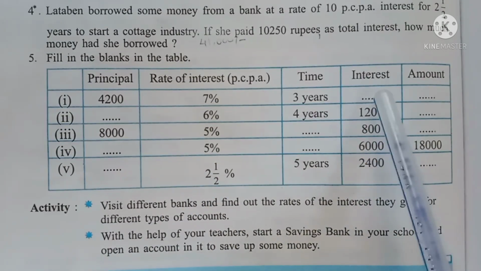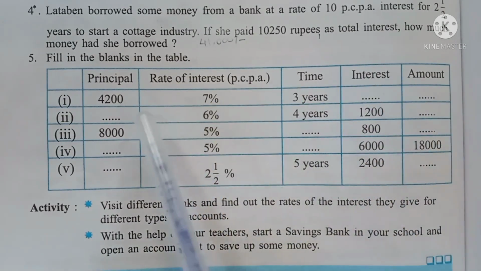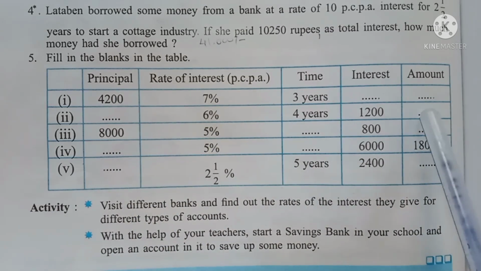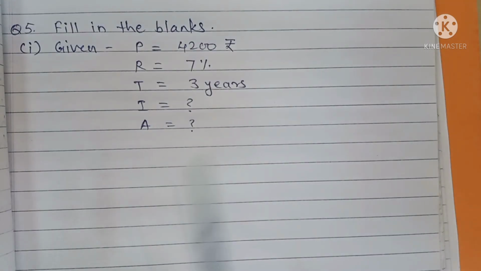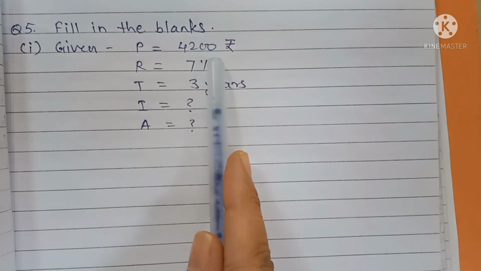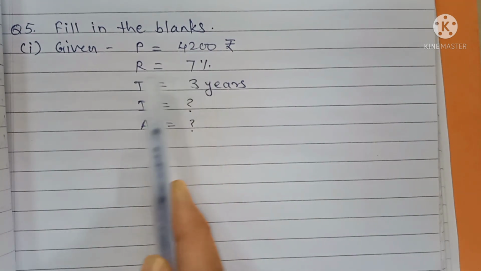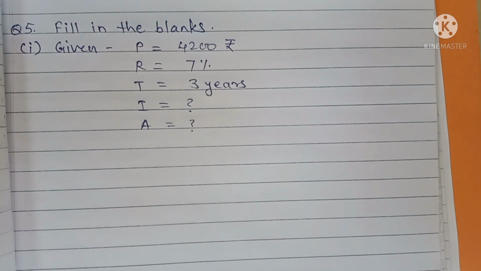Here in the first question you can find out the interest and amount. In the second question you can find out the principal and amount. So we can solve one by one. In the first question, P is given 4200, R is given 7%, T is given 3 years, and you can find out the value of I and A.